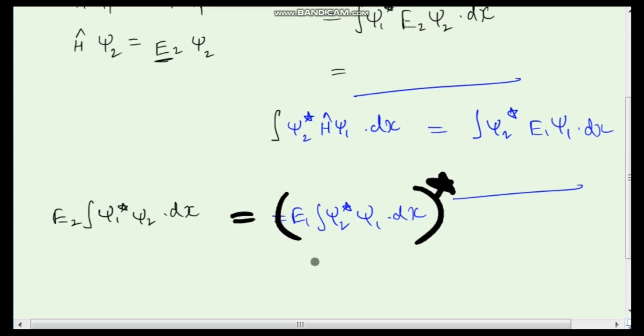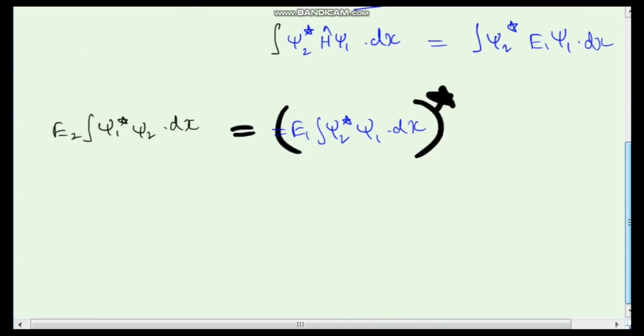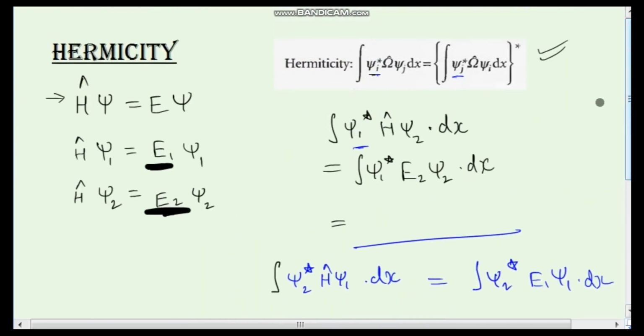If this is true for an operator, then the operator is certainly Hermitian. That's what the property says. And if it is Hermitian, you know what's going to happen. The values of E1 and E2 will be real values. That's it then. Let's move on to the next property that Hermitian operators often have.